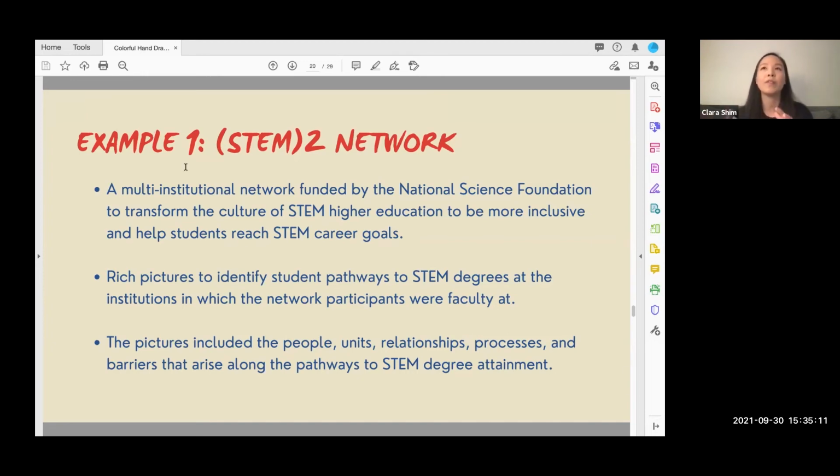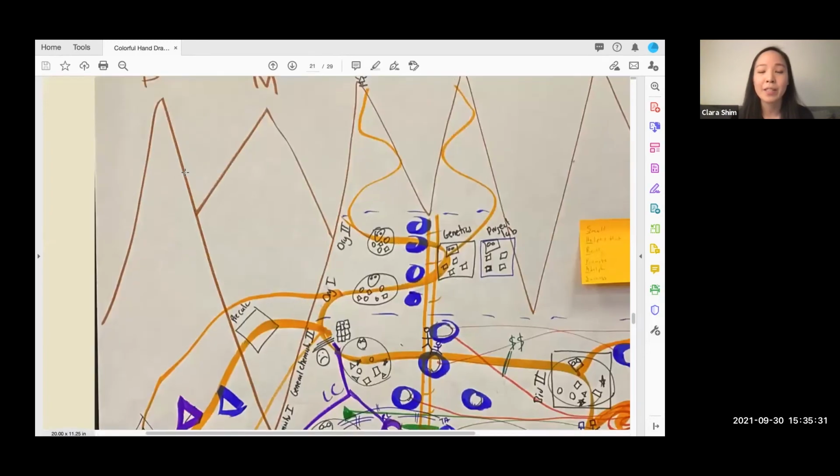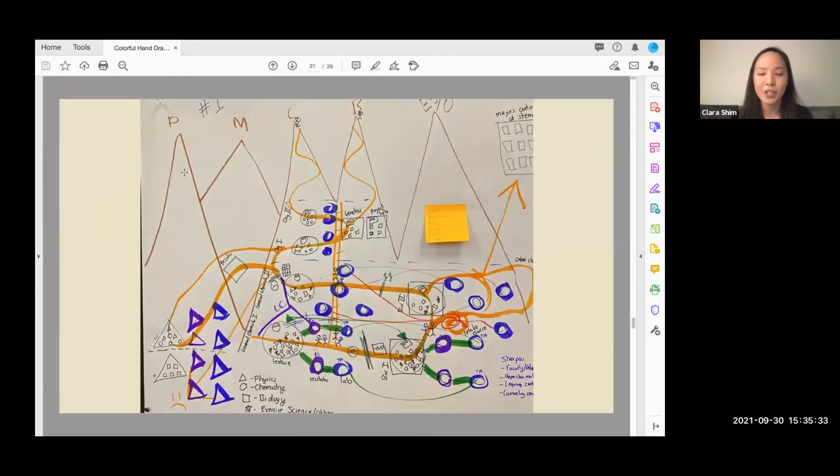So it was part of the very initial stages of figuring out exactly what kind of context or environment they were positioned within, and rich pictures were used to identify that. So this is the actual rich picture here. As you can see, in identifying the different pathways that students can take in STEM education, this was one of the examples that the faculty members within one higher education institution were able to produce.